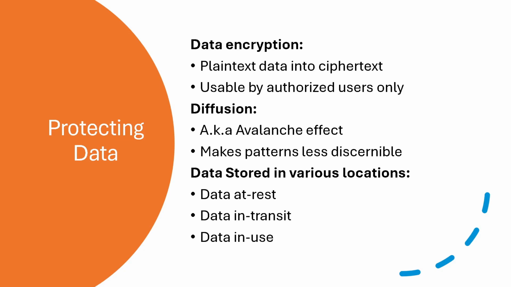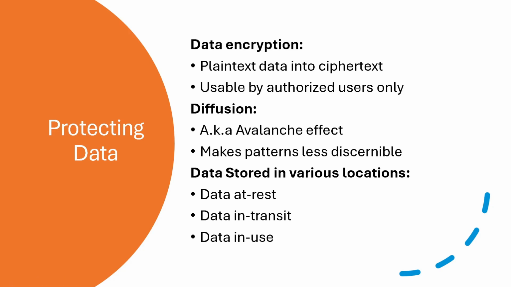Data at rest. Data at rest refers to the physical hard drives, SSDs, or backup tapes where data is stored. Protecting data at rest involves encryption, access control, and physical security measures to prevent unauthorized access and ensure data integrity.